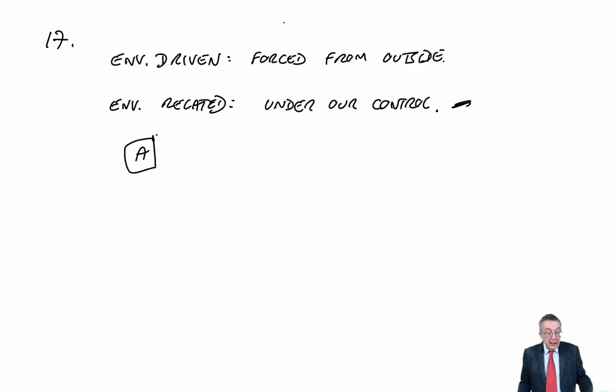Costs that are forced from outside, we can't attribute to specific joint cost centres. Environment-driven costs can be attributed. We just said they can't. Environment-related costs can't be. No, that's the opposite. It's not B. Both can be attributed to joint cost centres. No, only environment-related costs. Neither can be attributed. Well, again, the answer is A.